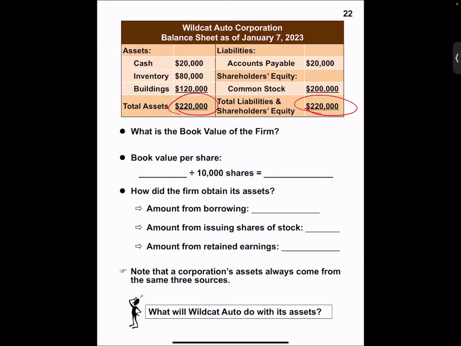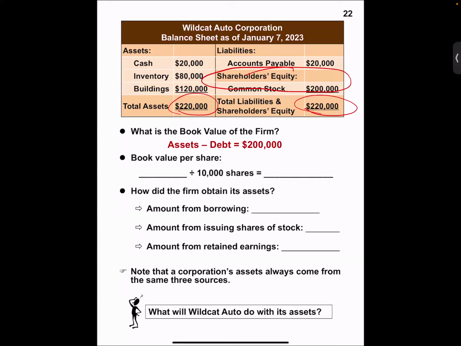Again, 2 ways to think about this. One way, as we talked about earlier, is that book value is equal to shareholders' equity. So what is shareholders' equity? Shareholders' equity is $200,000. Another way to think about it: book value equals assets minus liabilities. Another word we can use for liabilities is debt. So the book value of the firm is equal to assets minus debt, or $200,000.